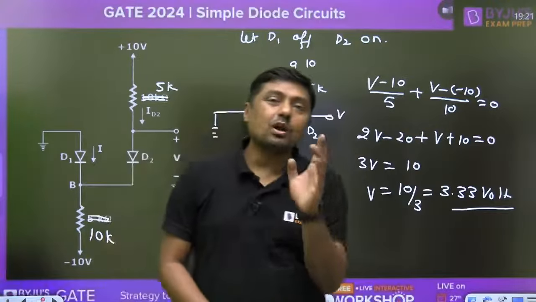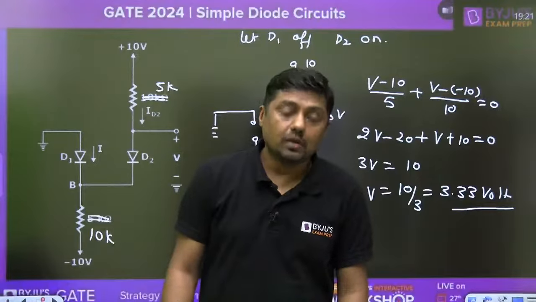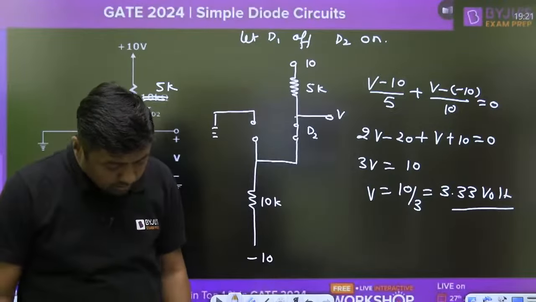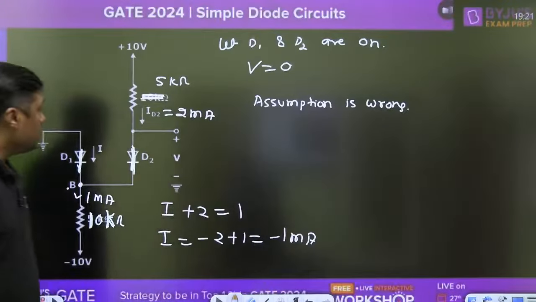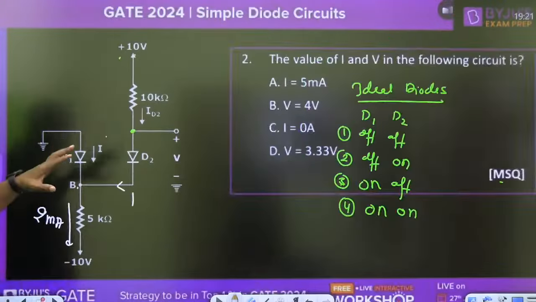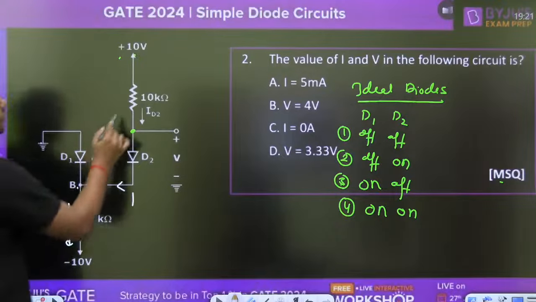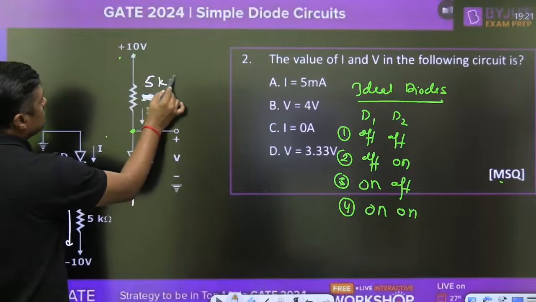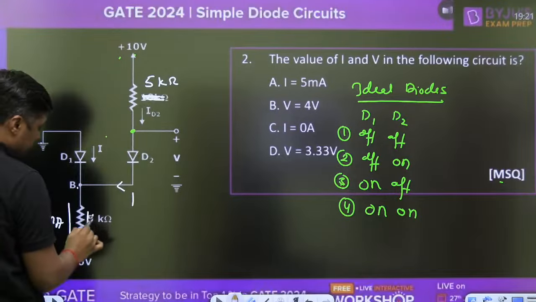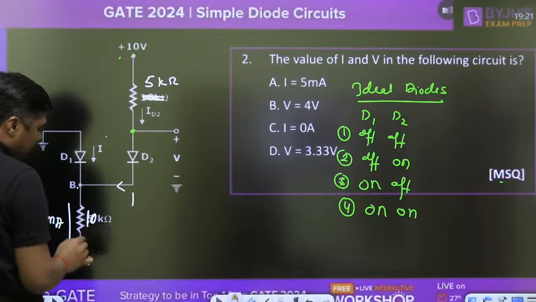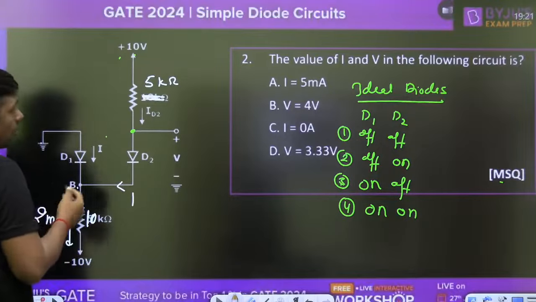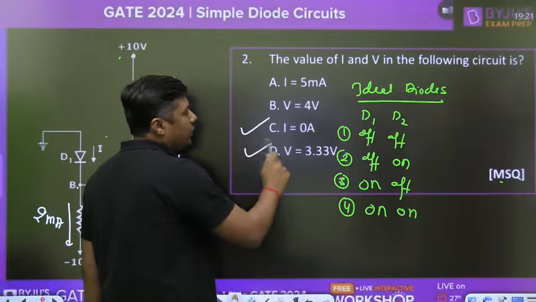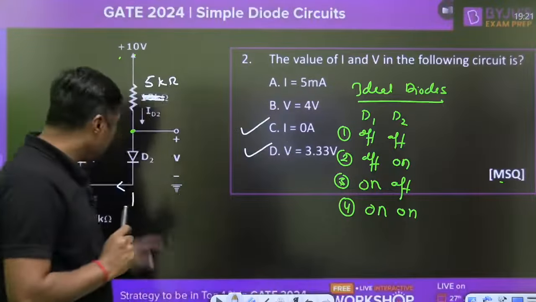Okay. What is the problem in the question? There is a simple problem in the question, guys. We have changed the value of the resistance. This is the question with 5 kilo ohm here, 10 kilo ohm here. If I give this question, then what is the answer? I is equal to 0 and V is equal to 3.3. Okay, that is the question.